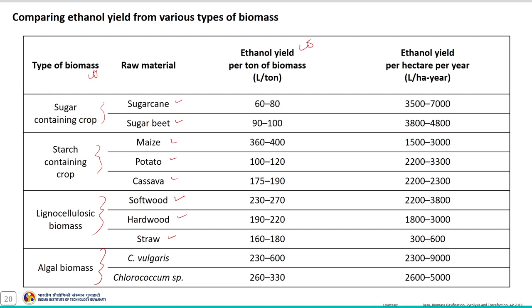So the comparative analysis of these different types of biomass indicates that the starch containing crop, that is mostly maize, gives relatively higher ethanol yield compared to that of the sugar containing crop. Similarly, in the lignocellulosic biomass, the softwood gives relatively higher ethanol yield, and in case of algal biomass, the ethanol yield is relatively high compared to that of the sugar containing crop.